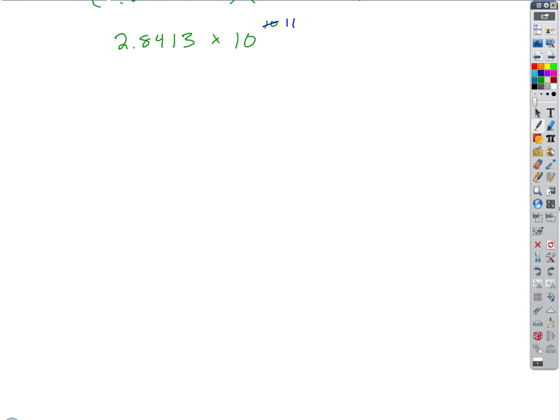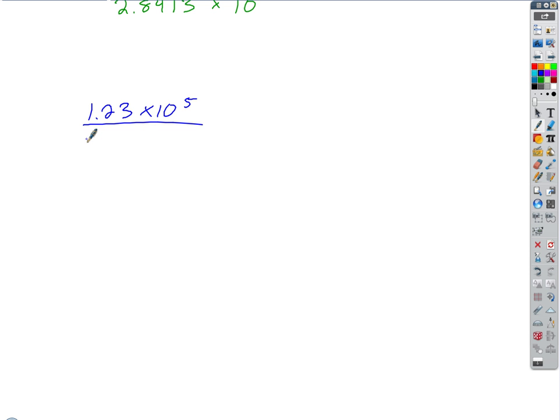Okay, how about this one? What if we have something like 1.23 times 10 to the 5th divided by 2.31 times 10 to the 6th. Are we probably going to group that one?